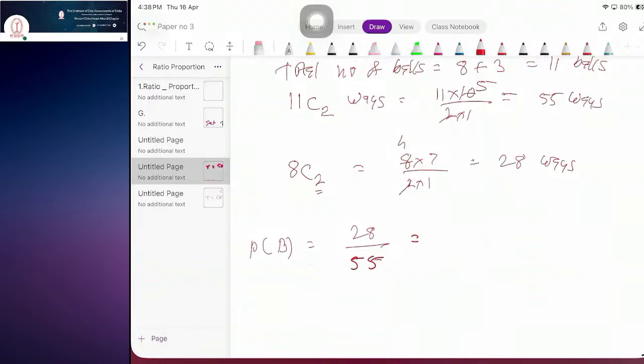Let's find this value. 28 divided by 55 is 0.50, 0.5090. This is the answer for selecting any two white balls.